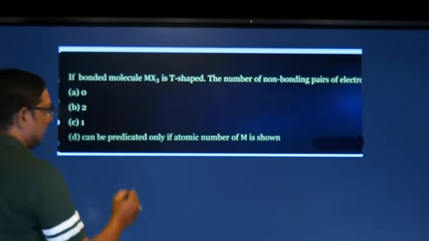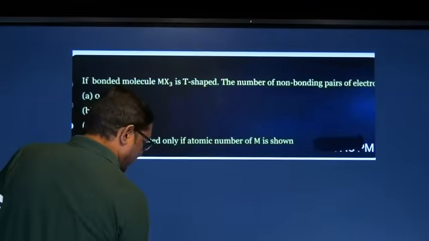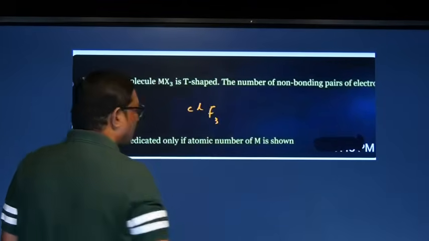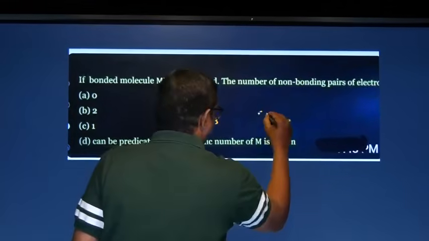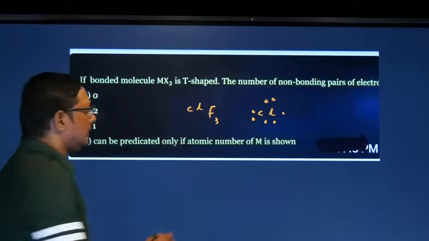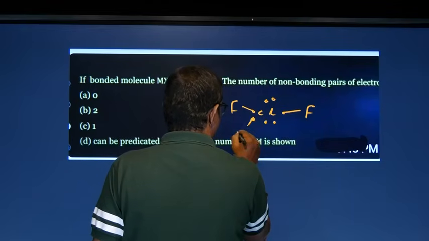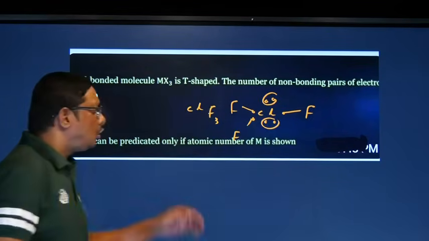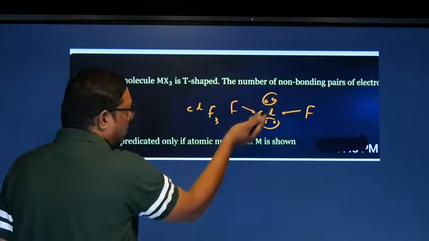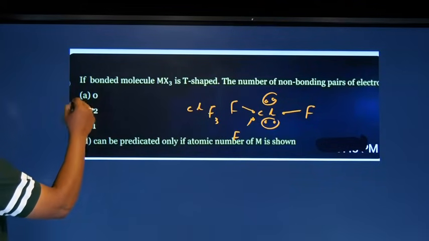Whenever it is T-shape, you can take the best example, ClF3. This is my ClF3 molecule. Chlorine is the central atom. Chlorine has 7 electrons on the central atom. Then the given molecule has 3 fluorines. That means the ClF3 molecule has 2 lone pairs and 3 bond pairs. It has a T shape. That means it has 2 non-bonding pairs of electrons, which you can also call 2 lone pairs. So my correct option is option B.